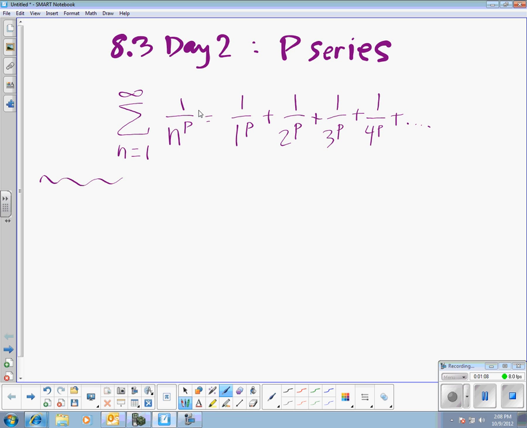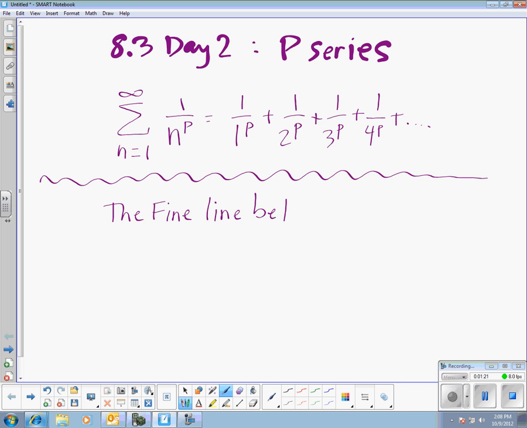Just as a side note, let's talk about geometrics for 1 minute. I'm going to call this section the fine line between infinity and finite. Okay, what I mean by that is there are series that are very close to each other that one of them adds up to infinity and the next one does not.